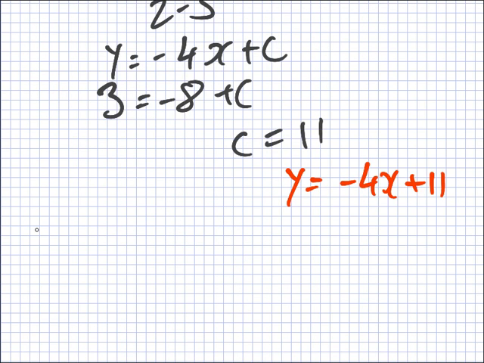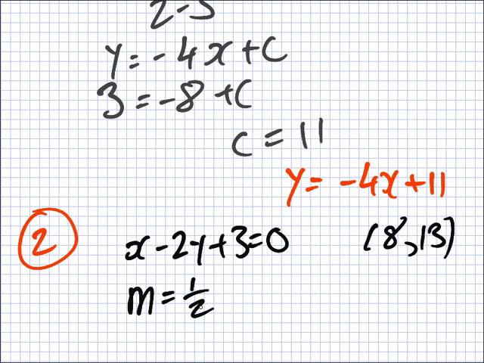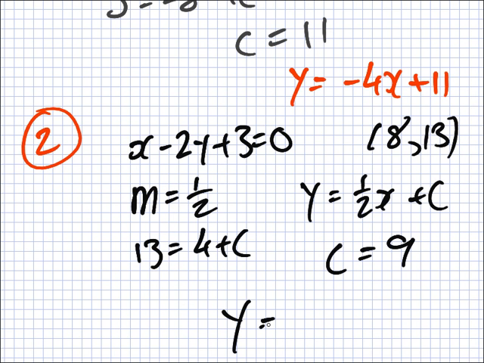Okay, number 2. Find the equation of the line which is parallel to x minus 2y plus 3 equals 0 and passes through the point 8, 13. So for this line, the slope equals a half. So you have y equals a half x plus c. So you get 13 equals 4 plus c. So c equals 9, isn't it? So you get y equals a half x plus 9.